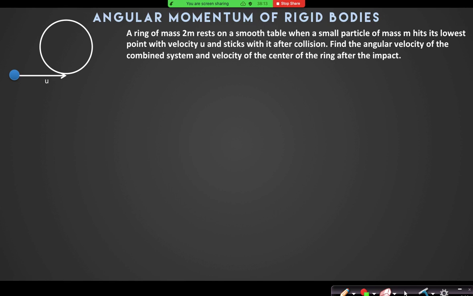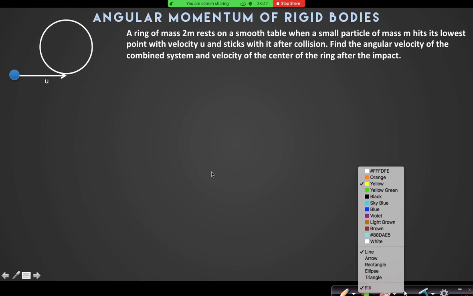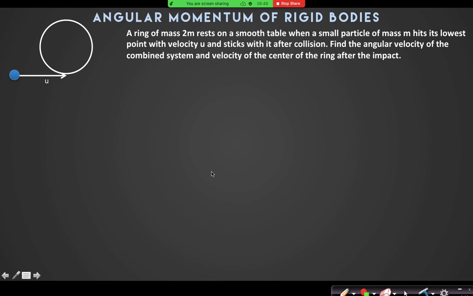Have we done it? I have given this as your homework. A ring of mass 2m rests on a smooth table when a small particle of mass m hits the lowest point and sticks with it. What is the angular velocity of the combined system and velocity of the center of the ring after this impact? A very similar type of question. Have you done it? Anyone found the answer of this question?